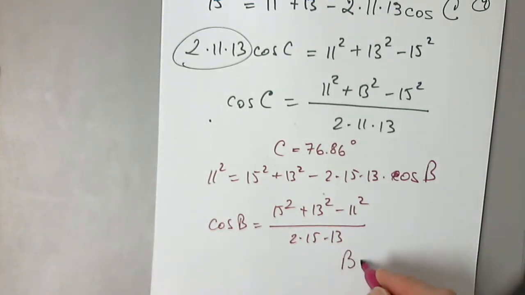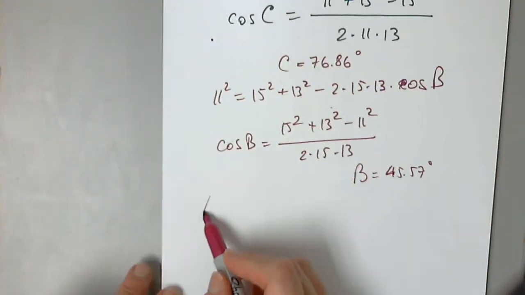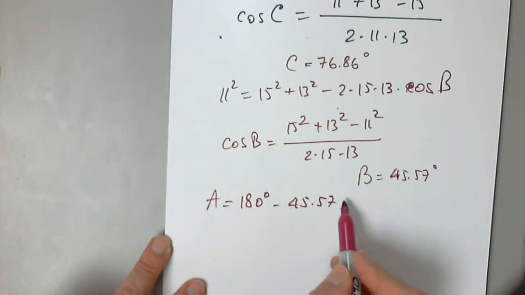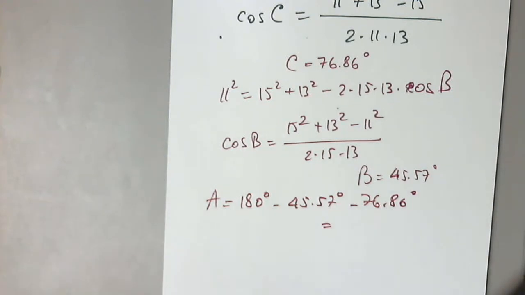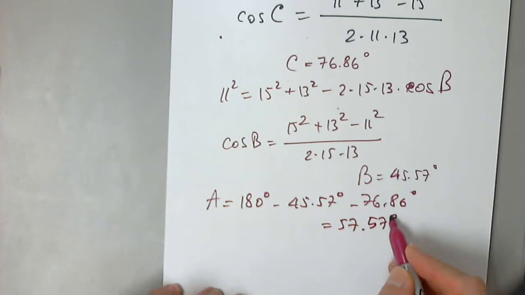So B is approximately 45.57 degrees. In view of that, can anyone give us A? So A will be 180 minus 45.57 and minus 76.86. And once you give me that answer, we're done with this. How much? 37.57. Thank you very much.